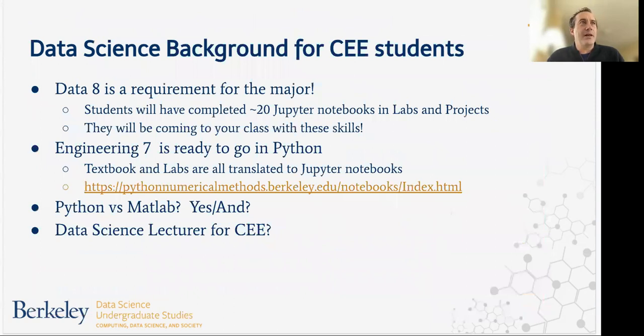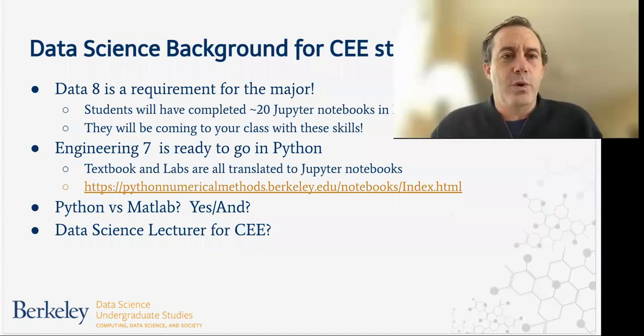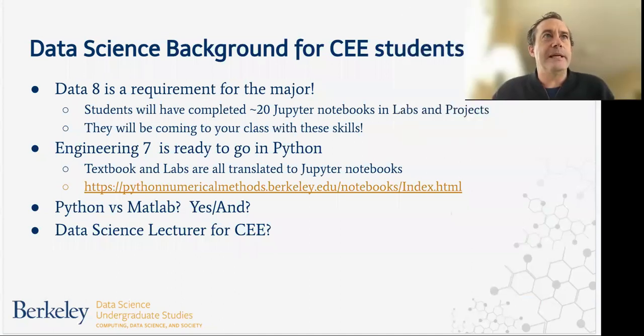One thing I want to touch on, and I don't want to get into this if it's too political, but how this affects the students in the civil and environmental engineering major. First of all, Data 8's a requirement for the major as far as I understand. So one thing to think about is students will have completed something like over 20 Jupyter notebooks in between the labs and projects and homeworks, and they'll be coming into your classes with those skills. So they will have already been in this world, working in this, ready to go.